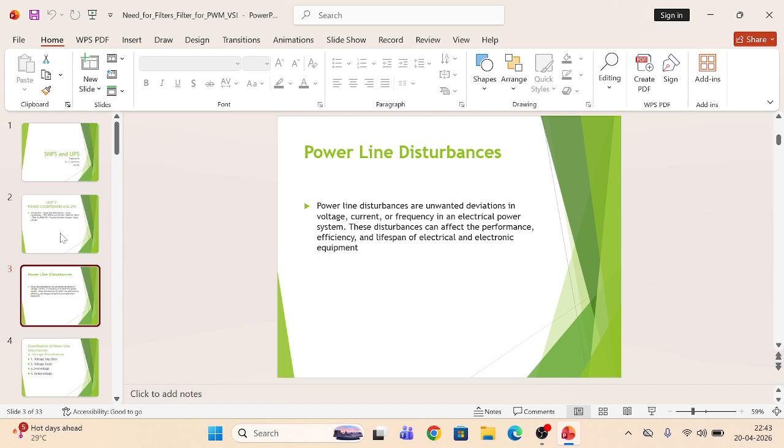Power line disturbance. Power line disturbances are unwanted changes in voltage, current or frequency. In an ideal system, voltage should be constant, but in a real system, it keeps changing. These changes can damage equipment and reduce efficiency. For example, sometimes your fan speed changes or a light flickers. This happens due to power line disturbance.